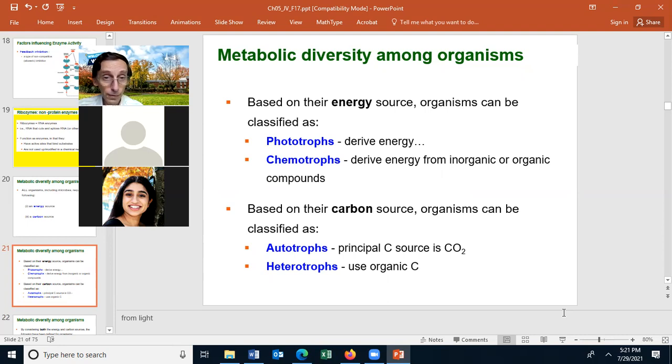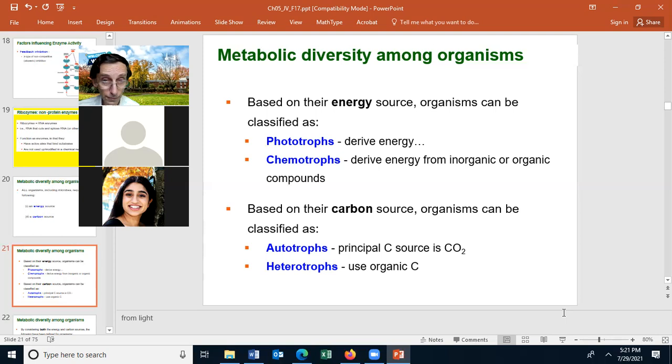Let's see. We can also categorize an organism based upon their carbon source. If the organism gets their carbon from CO2, then we call them an autotroph. And I think all of you know that green plants are autotrophs. They get their carbon from CO2 in the air, unless they're a water plant, in which case you can get CO2 in the water. But you should know that there are bacteria which can be autotrophs, and some of them are the photosynthetic bacteria.